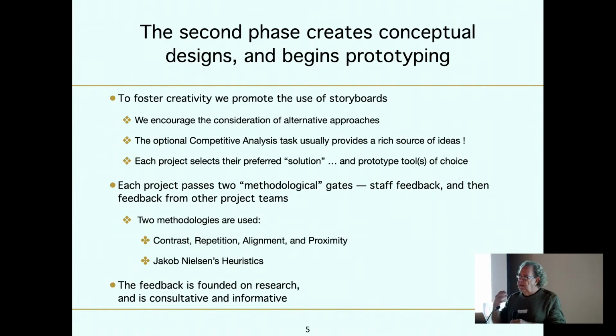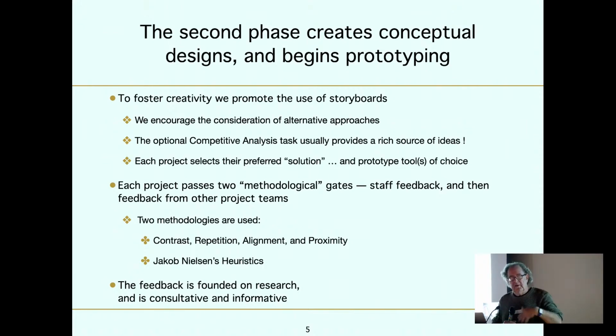And then we take their conceptual design and we put it through 2 gates. The first gate is me looking at the design and applying a methodology like contrast, repetition, alignment, and proximity. So is there enough contrast between the different elements on the screen? Are the UI elements all aligned and neat and tidy? Do we have repetition where things that are of a similar category are all lumped together? And do we have proximity of, when I'm done this, do I go here? So it's a fairly simple, basic methodology.